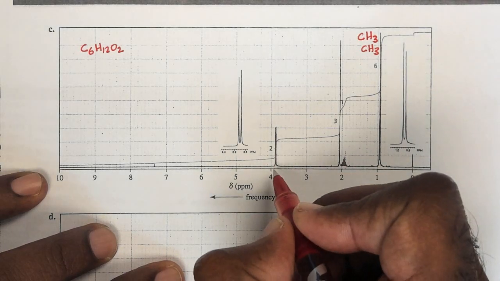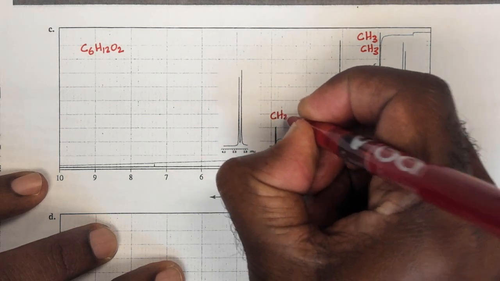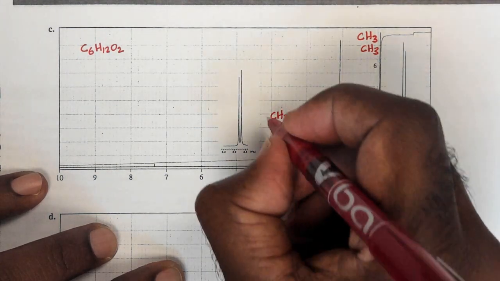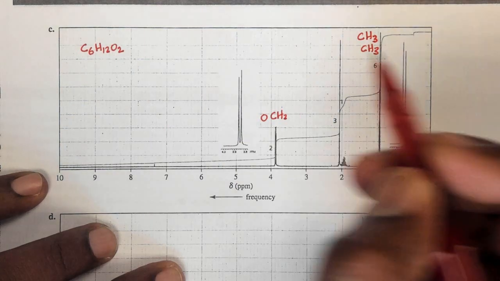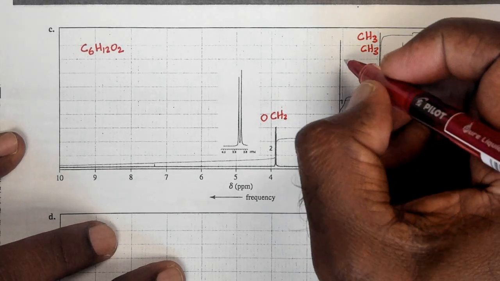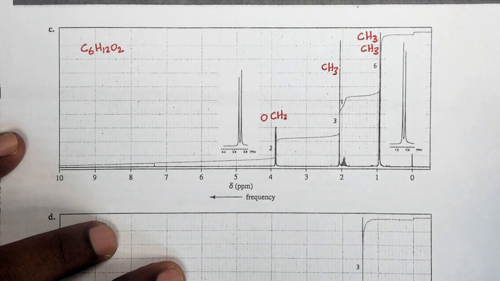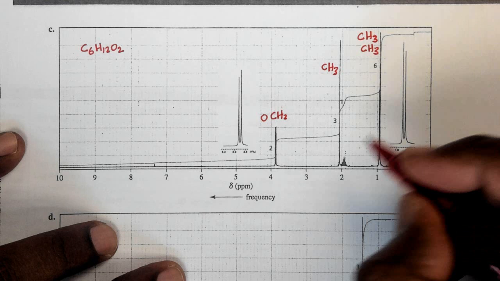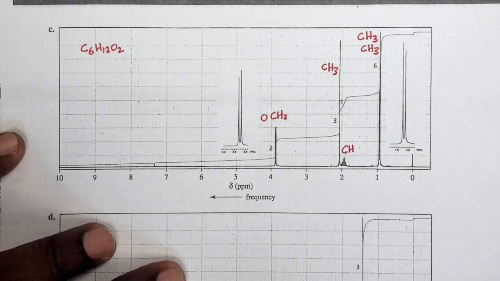If I go to around 4, I see there's a CH2 group here, and the fact that it's so de-shielded must mean it's de-shielded by an electronegative atom. The only electronegative atom I have in this molecular formula is oxygen. I also have a singlet CH3 indicating that the CH3 is not next to any other protonated carbon, and then I have a multiplet CH group, a 1 proton CH group that you see here.